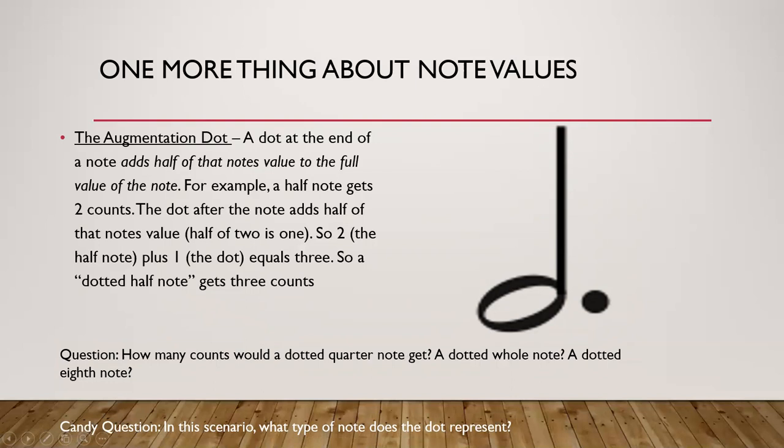The last question, the slide says, so in this scenario right here, what note does this dot represent? So if you know this has 2 counts and this is worth 1 count, this dot would represent a quarter note. So you could actually write this as a half note tied to a quarter note. Very important when you're trying to figure out complex rhythms.